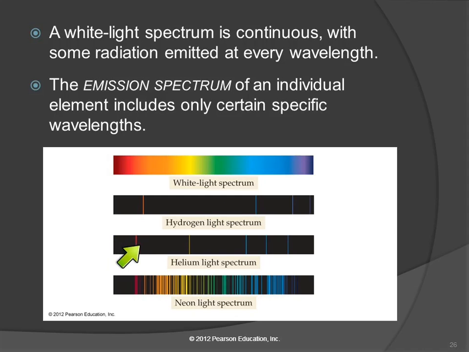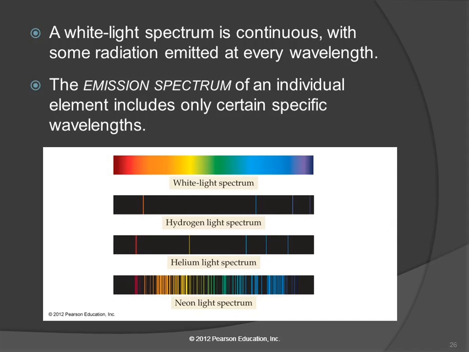Here's helium, it's got a few more lines. Neon has a lot of lines, but it's still not continuous. Neon is a larger atom than helium. Helium is larger than hydrogen. It seems that the larger the atom, the more lines there are. So these are called emission spectra. So the emission spectra of an individual element has light of only certain wavelengths.